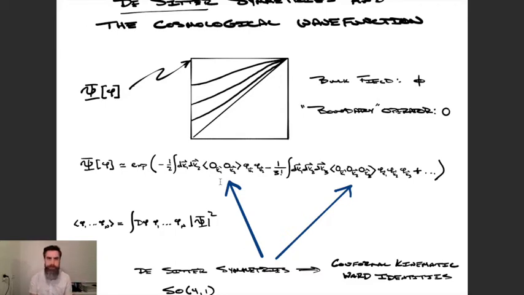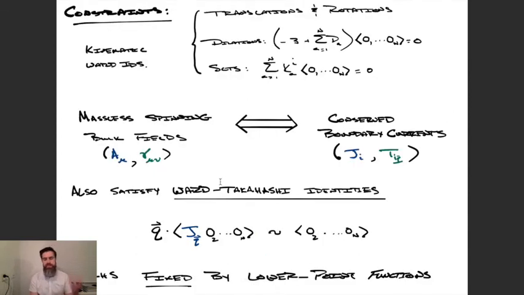Okay, so how do these de Sitter isometry constraints or conformal Ward identities manifest themselves at the level of wave function coefficients? Many of these are somewhat familiar by now. So the de Sitter isometries include spatial translations and rotations.